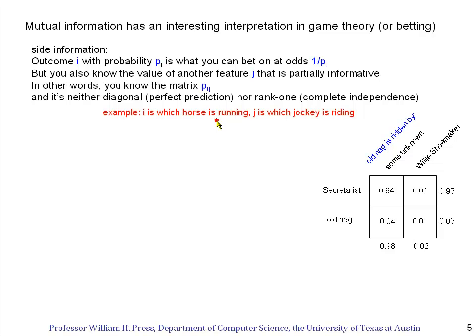In this case, i, as I mentioned, is which horse is running in the race, and j is the side information that you know which jockey is going to be riding that horse. And here's an example where there are just two horses in the race. Secretariat, who's probably the most famous racehorse of all time, and some old nag who rarely wins the race. So the public sees betting odds over here of 95% chance that Secretariat will win and 5% chance that the old nag will win. Your side information is that you know which jockey is going to be riding old nag. Either some unknown is going to be riding old nag, or Willie Shoemaker is going to be riding old nag. Willie Shoemaker is the most famous jockey ever to have lived.